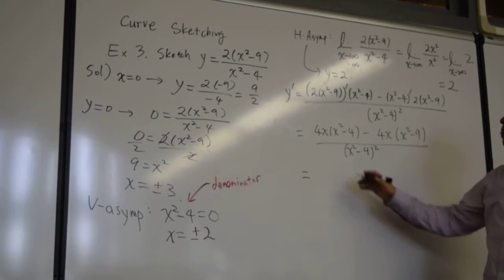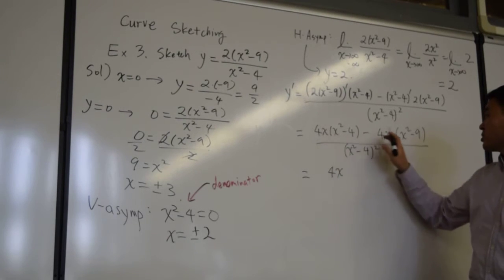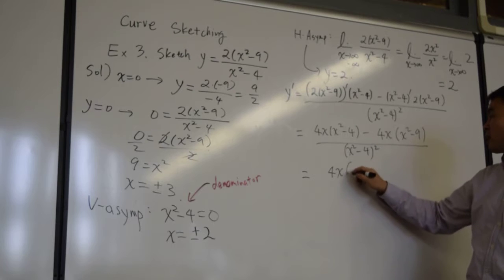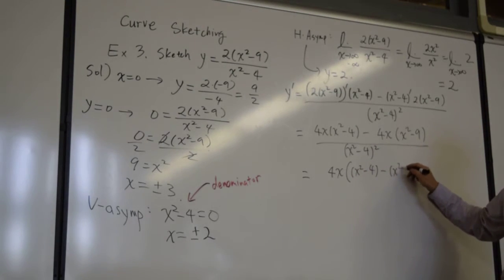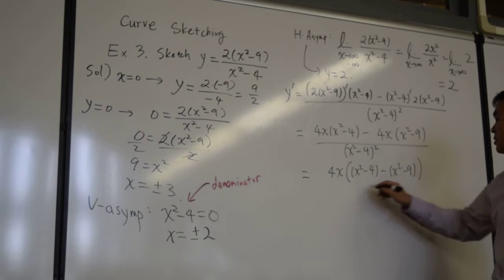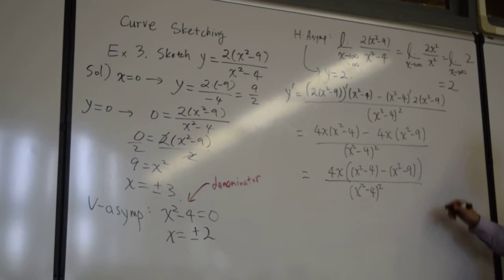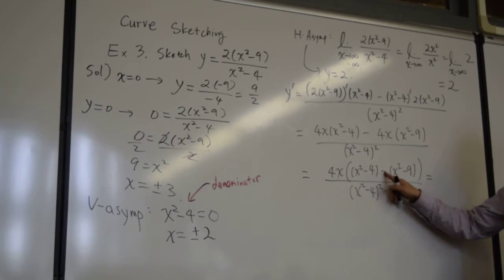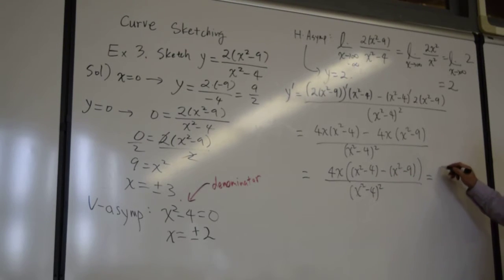And then when simplifying, it's good to factor the ones that are common. So I'm going to factor the 4x out, and that's (x squared minus 4) minus (x squared minus 9), over (x squared minus 4) squared. X squared minus x squared cancels. Negative 4 minus negative 9, that's plus 9 minus 4, 5. So you end up with 20 times x over (x squared minus 4) squared.